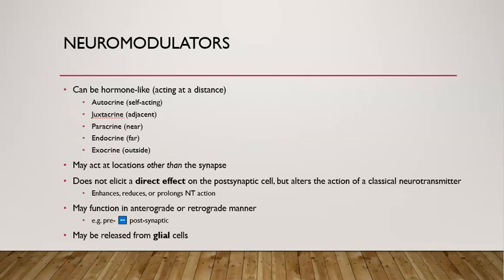We also have things called neuromodulators. So these are things that a lot of times will be hormone-like. They tend to act at a distance rather than on that synapse directly. Okay. So there's different types. We've got autocrine, juxtacrine, paracrine, endocrine, exocrine.